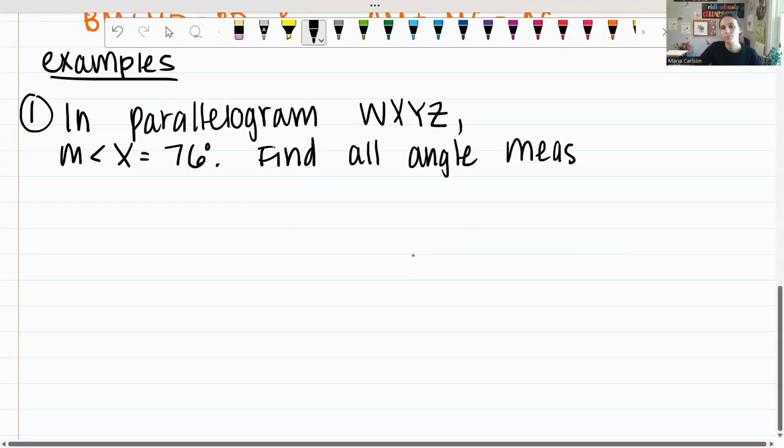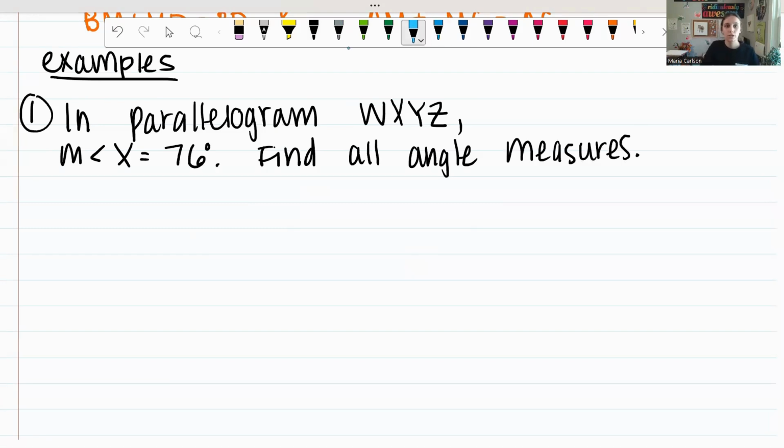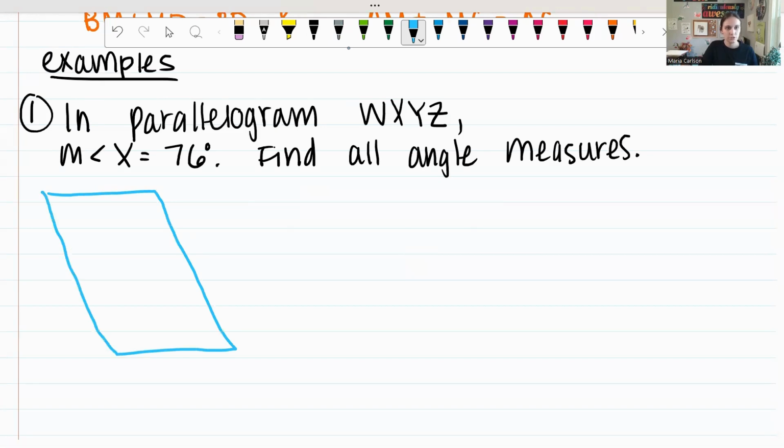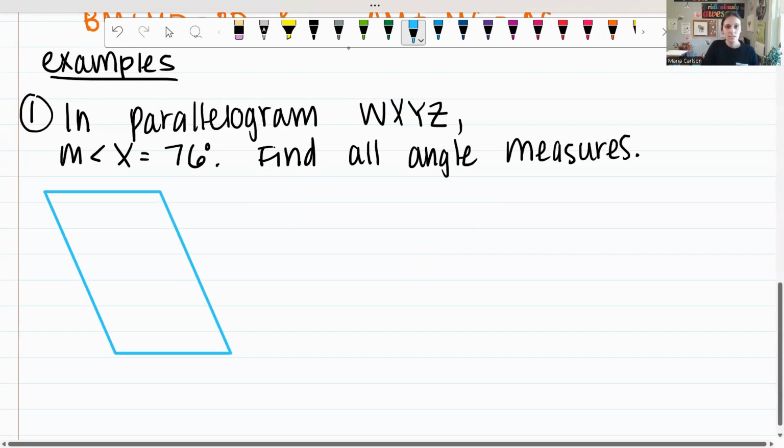So we know one of them. Essentially, we need to find the other 3. And we don't get a picture with this, actually. So we're going to draw one, and I'm going to draw kind of a different looking parallelogram. Still going to have all the same properties. It just doesn't look like the first 2 I drew. So this is parallelogram WXYZ. Notice how I just followed those vertices in order around.